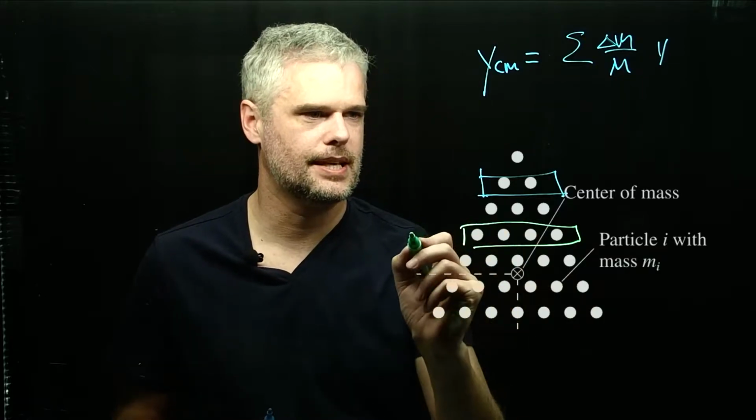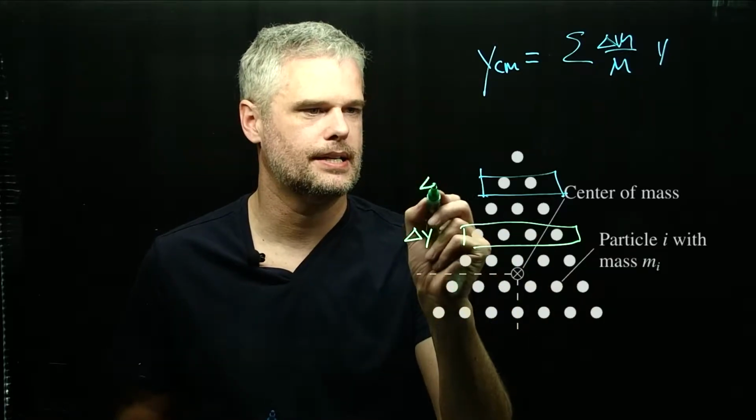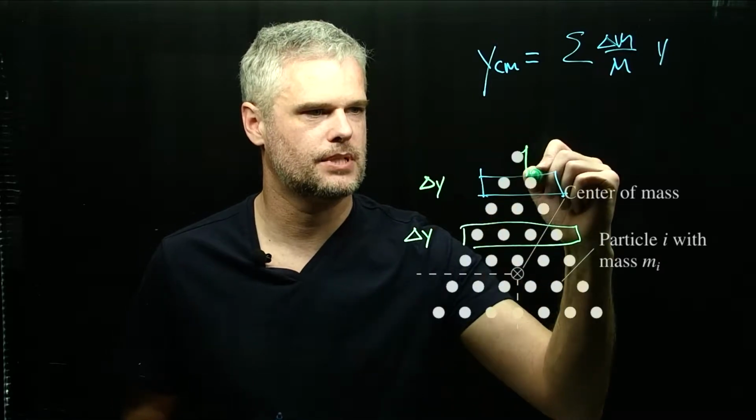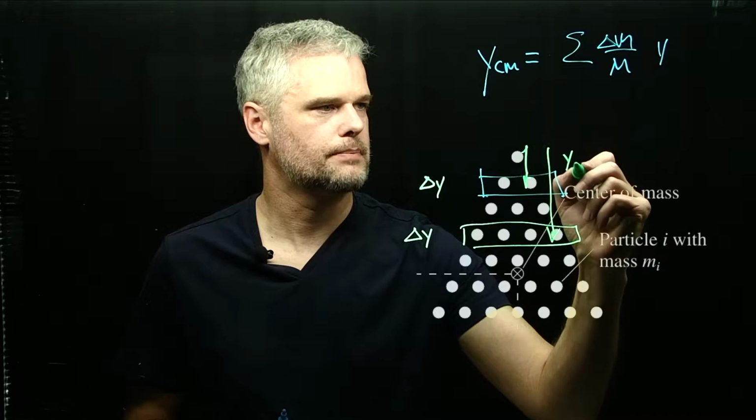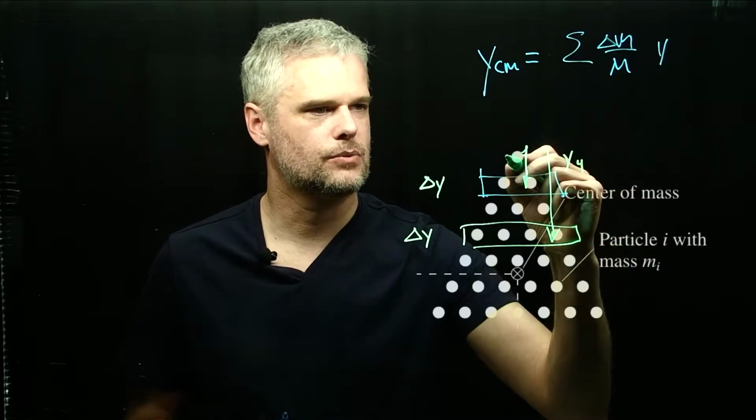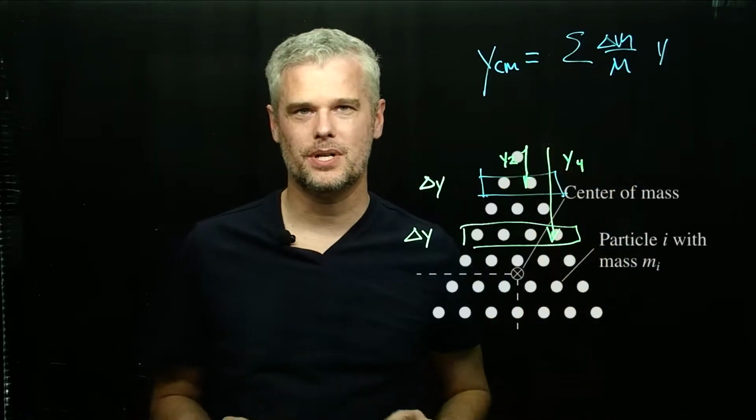Each of these slices has a width, delta y, and what's changing from slice to slice are different y values. This one I'm going to call y4, this one I'm going to call y2, and so on.